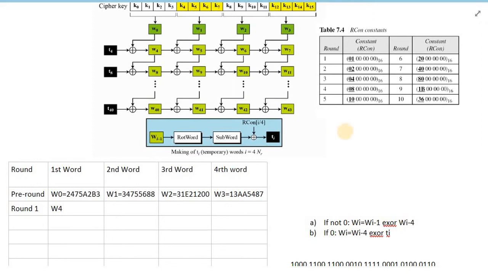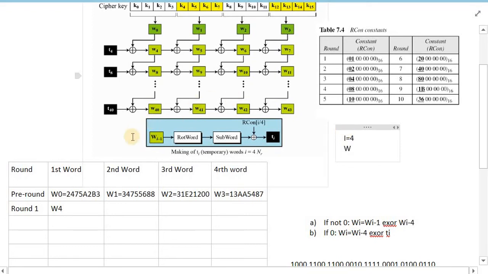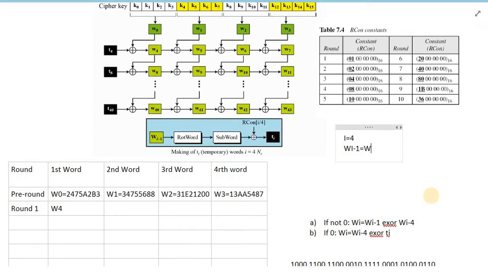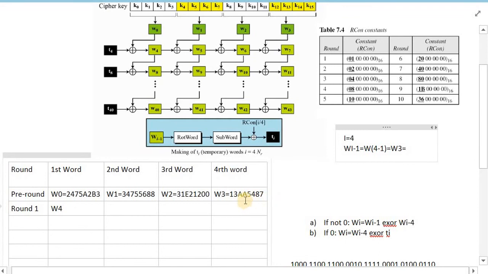I will elaborate with more examples, like i equal to 4 here. So what is the value of w(i-1)? I have to select w(i-1). W4 minus 1 means W3, so I have to select W3. What is the value of W3? W3 value is this one: 13AA5487.